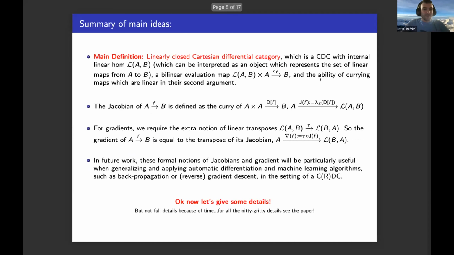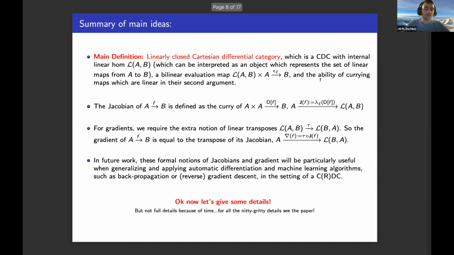So here's a summary of today's results in my paper. The main definition that I introduced was this notion of a linearly closed Cartesian differential category, which is a CDC with these internal linear Homs, and where I'm able to curry maps with linear arguments.